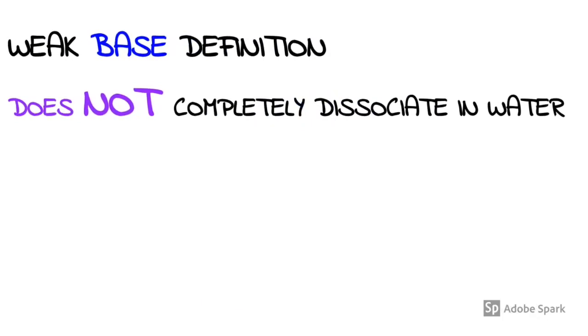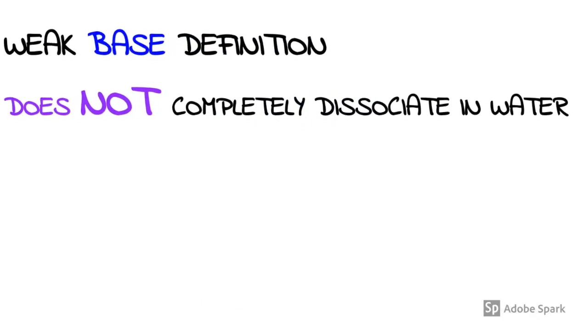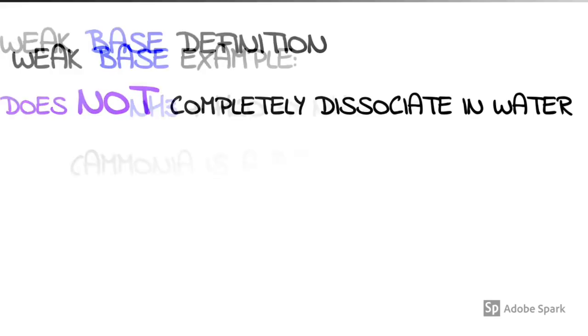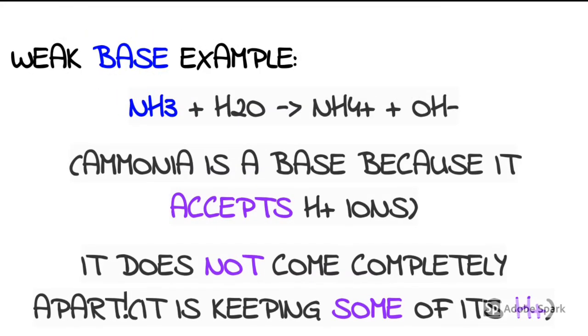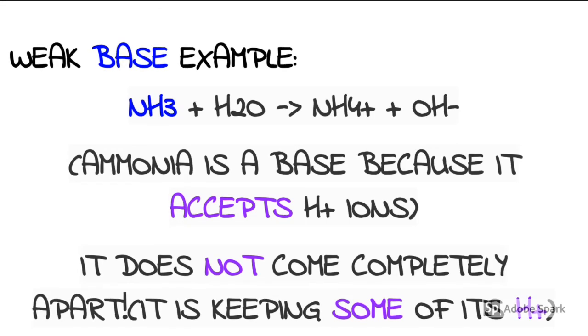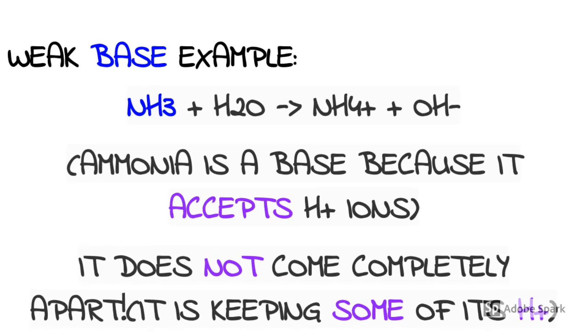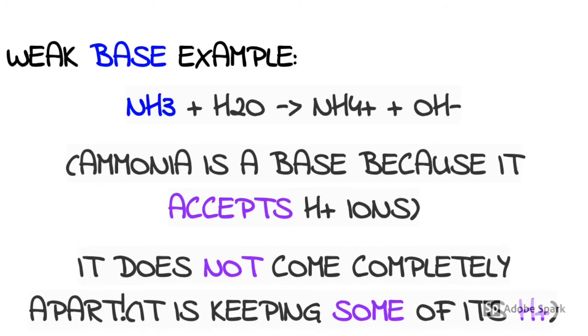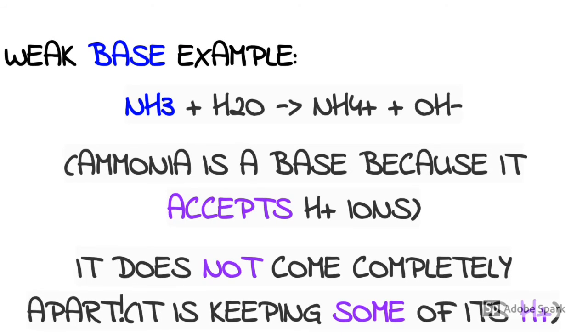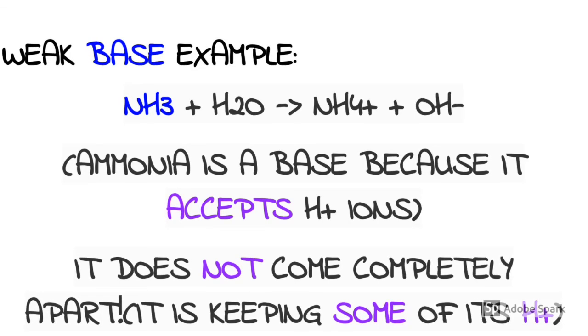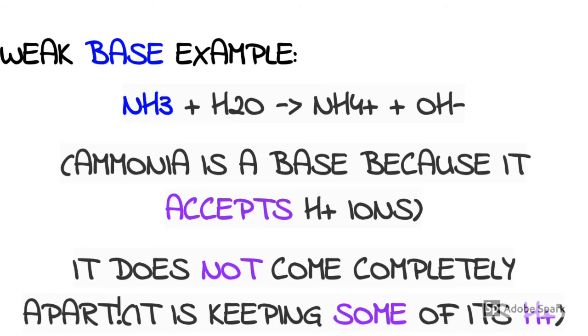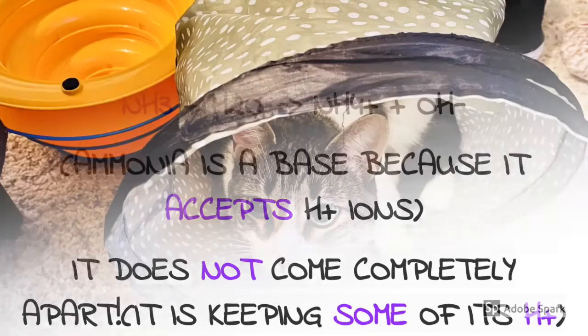A weak base, by contrast, does not completely dissociate in water. Weak base example, ammonia, NH3, and water, H2O, become NH4 with a positive charge and OH with a negative charge. That's hydroxide. Ammonia is a base because it accepts the hydrogen ions. It does not come completely apart in water. It is not completely converting into hydroxide ions. It's keeping some of its hydrogen.